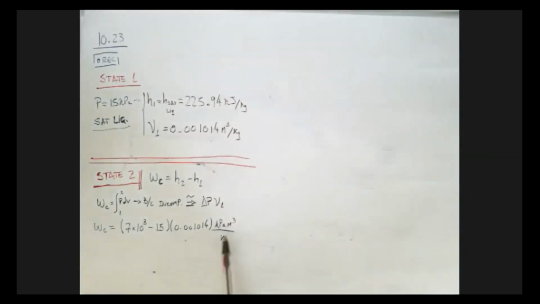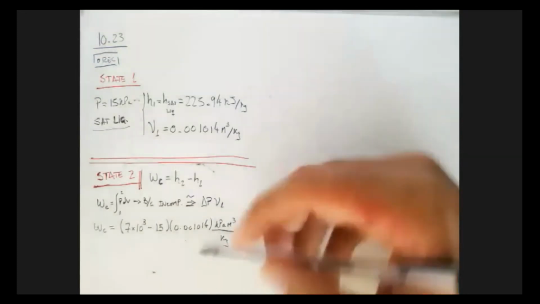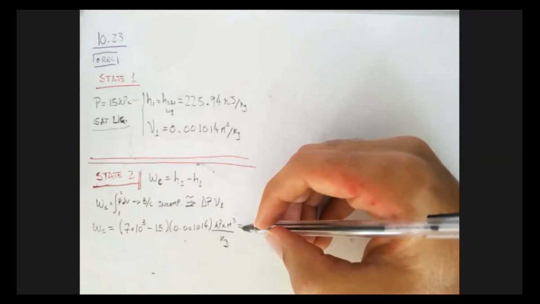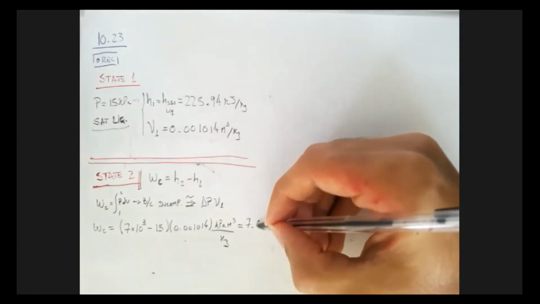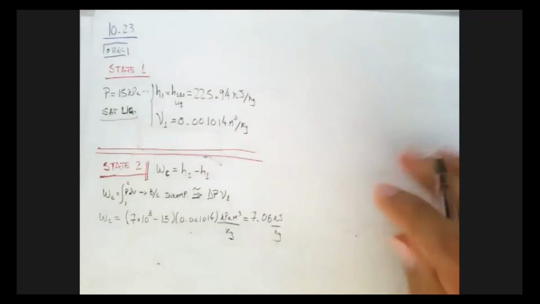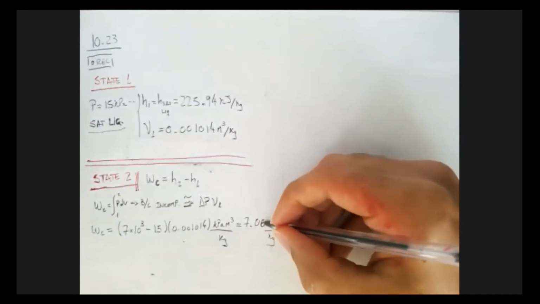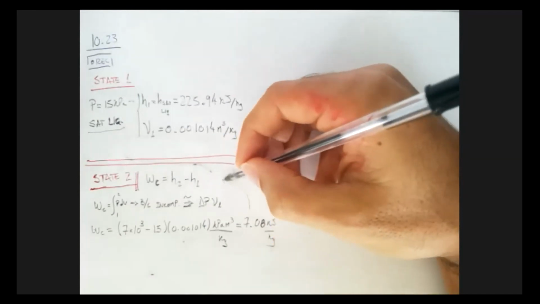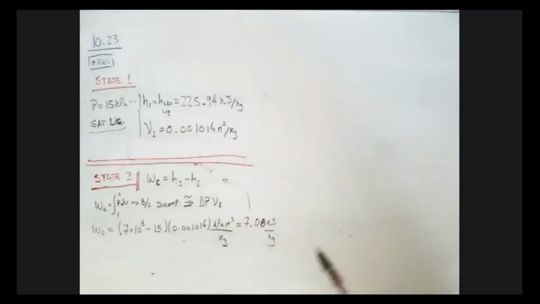You will recall that pascal times meters cubed is newtons over meters squared times meters cubed, which is newtons times meters. That's a joule, so it's kilojoules over kilograms. And this is precisely 7.08 kilojoules per kilogram. Why am I doing this? Because now I can use this information to calculate my H2, my enthalpy 2, which is what I'm looking for.